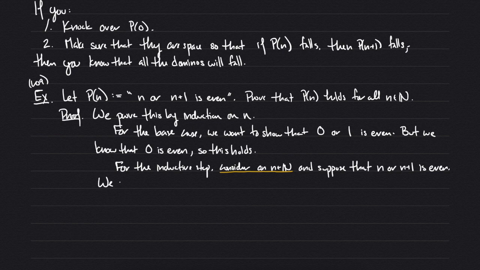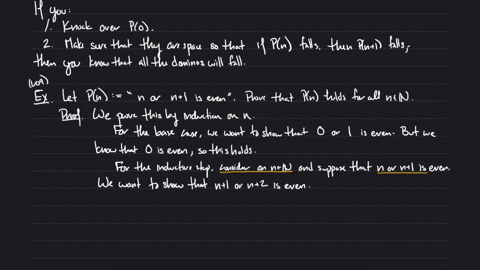And now we want to show that P of n plus 1 holds. So if we plug in n plus 1 for n, we're going to get n plus 1 or n plus 1 plus 1, which is n plus 2, is even. Okay, so now we want to show that n plus 1 or n plus 2 is even. Now let's look at our hypotheses. In Lean, we can think of, if we wrote an underscore, what hypotheses are available.